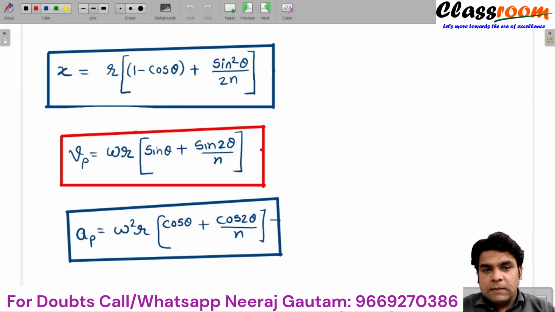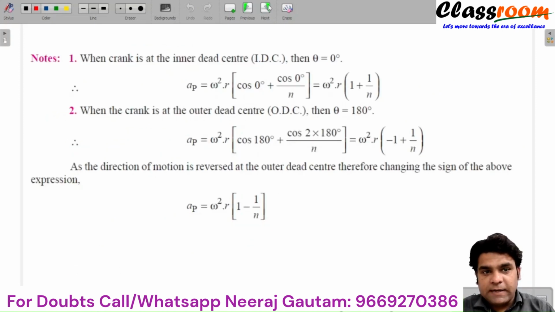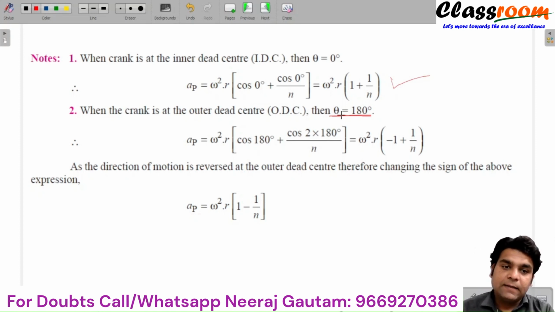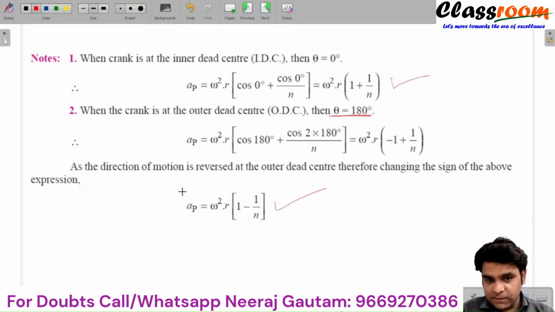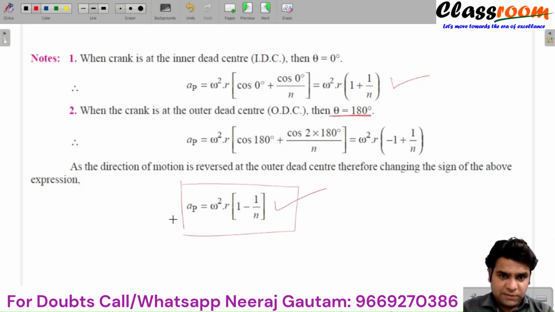Now some values of acceleration at theta equal to 0 and 180 degrees are given here. When the crank is at inner dead center, then theta is equal to 0. So the acceleration, once I substitute the value of theta as 0 here, is given by this relation. And when the crank is at outer dead center, that is when theta is 180 degrees, the value of ap is given by this relation. As the direction of motion is reversed at outer dead center, the sign of acceleration is changed. These are the relations of the acceleration for the special cases of theta equal to 0 degrees and 180 degrees.